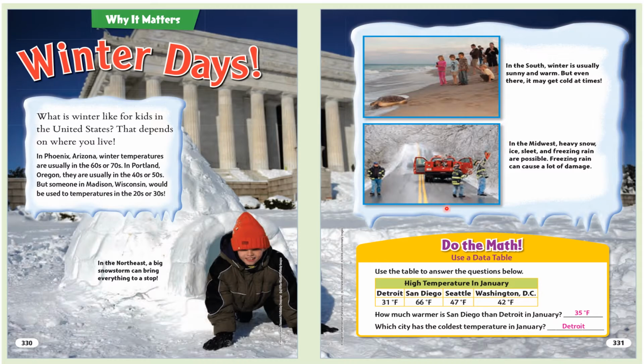Do the math. Use a data table. Use the table to answer the questions below. High temperature in January. Detroit, 31 degrees Fahrenheit. San Diego, 66 degrees Fahrenheit. Seattle, 47 degrees Fahrenheit. Washington, D.C., 42 degrees Fahrenheit. How much warmer is San Diego than Detroit in January? Which city has the coldest temperature in January?